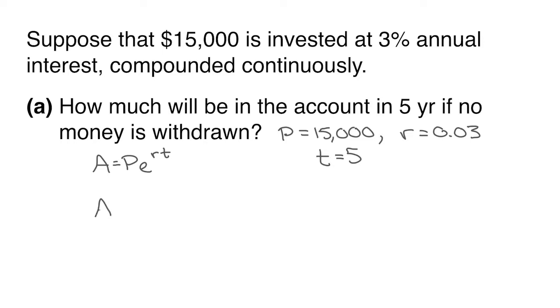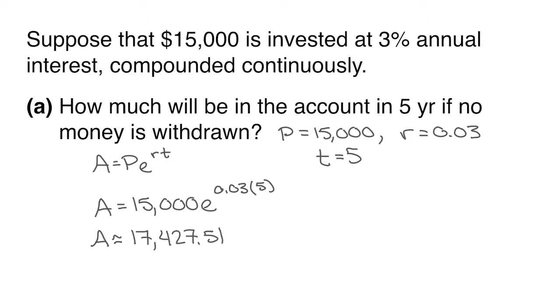Substituting into the formula, we have A is equal to 15,000 times e raised to the 0.03 times 5 power. Evaluating, A is approximately equal to 17,427.51. And thus, if no money is withdrawn, then after 5 years, there will be approximately $17,427.51.